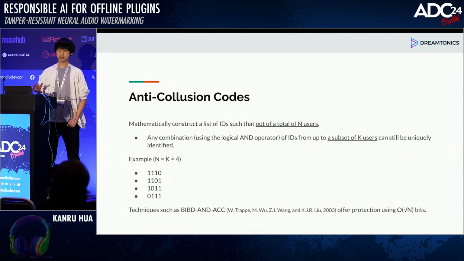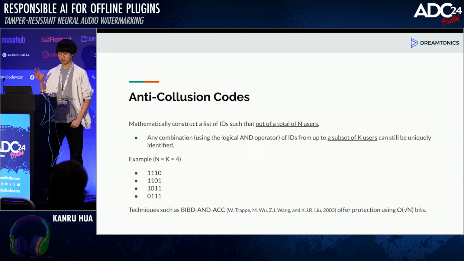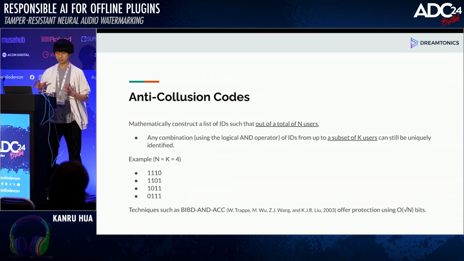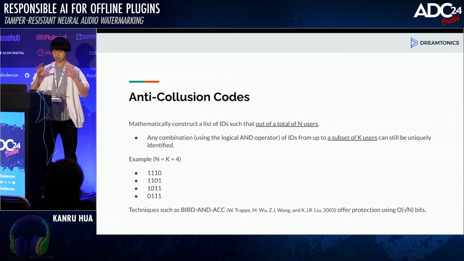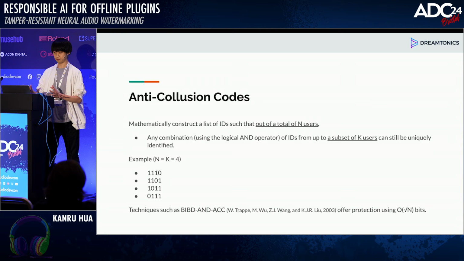One really cool way to do it is the anti-collusion code. That is, you can mathematically construct a list of IDs such that when you combine any up to K of them, the combined ID can still be uniquely identified. If this sounds fancy and unachievable, there's actually a toy example. If we're only concerned with 4 users, we can literally make all the bits 1 except one, which we make 0. Now, if you take the average of any 2 of them, you've got two 1s and two 0.5s, and just look at which bits become 0.5. You know whose codes got mixed in.